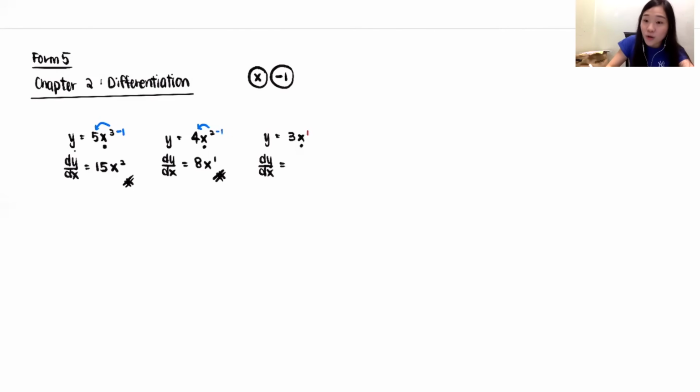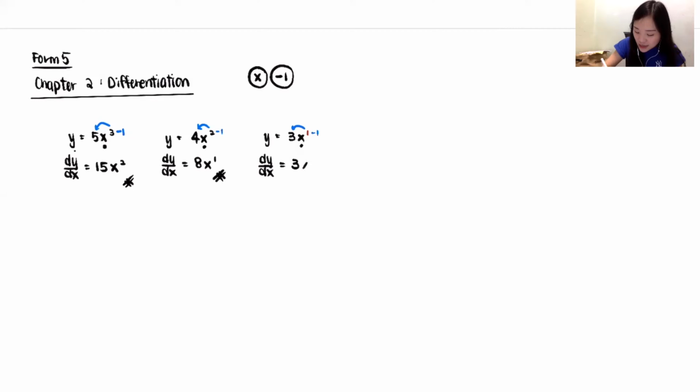So again, the working is the same. We just times and minus 1. So 1 times 3 is 3, correct? After that, our power, we will minus 1. So 1 minus 1 is eventually 0. So 0 means I don't have x anymore.